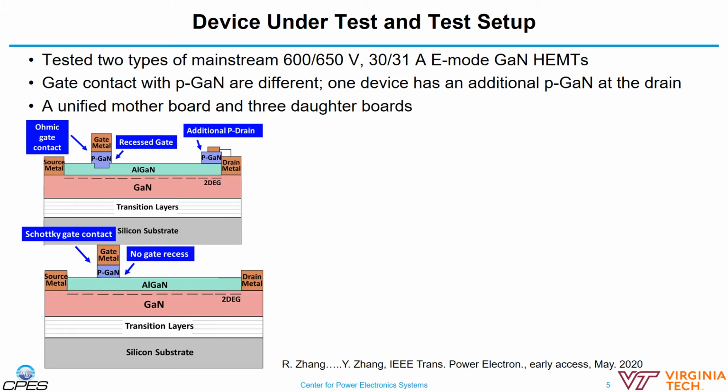This slide talks about the devices under test and the test setup. Up to now, we have tested two types of mainstream enhancement-mode gallium nitride HEMTs rated around 600 volts and 30 amps. Here is the schematic of the two devices. Both devices have a p-type gallium nitride under the gate to realize the enhancement-mode operation. There is a slight difference: in one device, the gate forms an ohmic contact with the p-gate, and in the other, the gate metal forms a Schottky contact to the p-type gate.